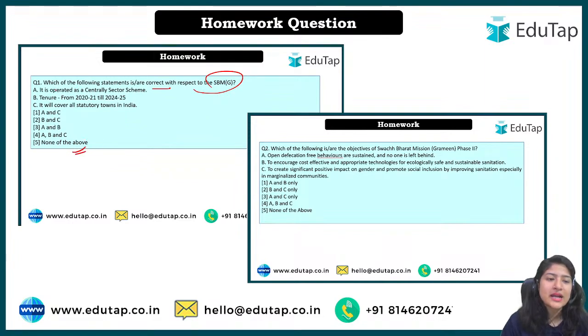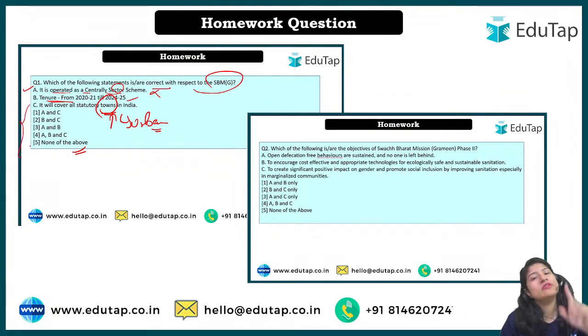Yes, none of the above is the right answer, because if you look at the first statement, it is operated as a central sector scheme, so that is wrong because it is centrally sponsored, we have seen, right? Tenure was fine, yes, tenure was right, but then it will cover all statutory towns in India. We have to understand that towns fall under urban areas and not the rural areas. And we looked at how Swachh Bharat Mission Gramin focuses on the rural area, and that is why this statement becomes wrong, and none of the above will be the right answer, because only the second point is correct. And why I add such kind of questions is so that you understand that if only one statement is correct, the answer should be none of the above only, right?